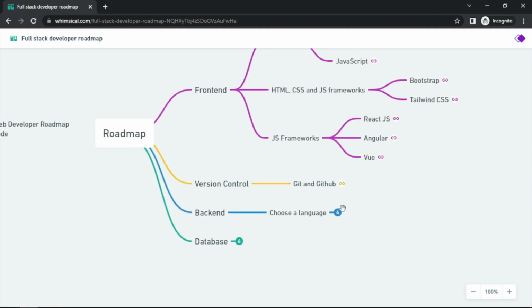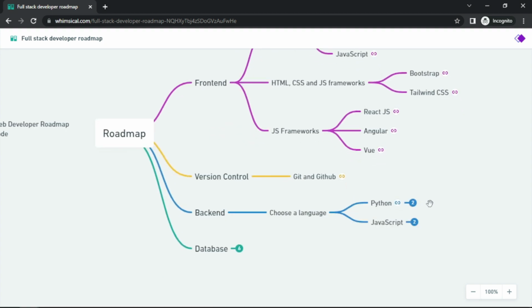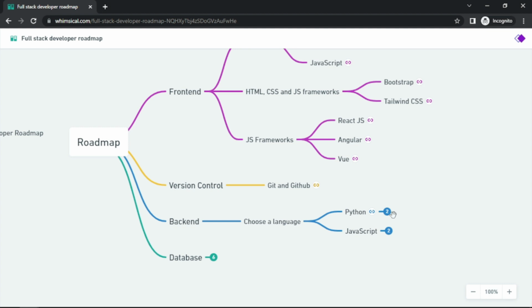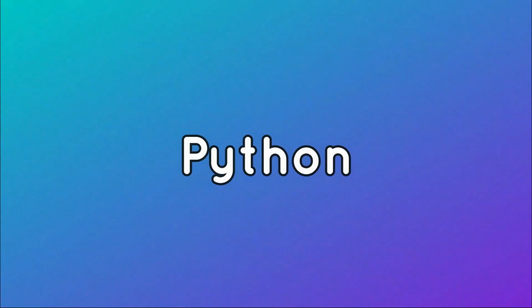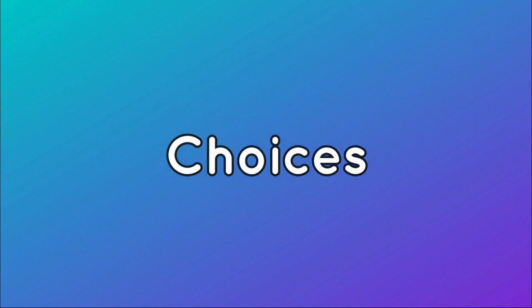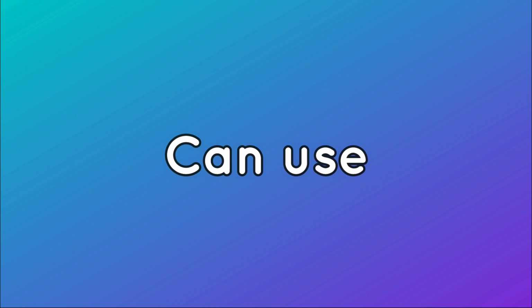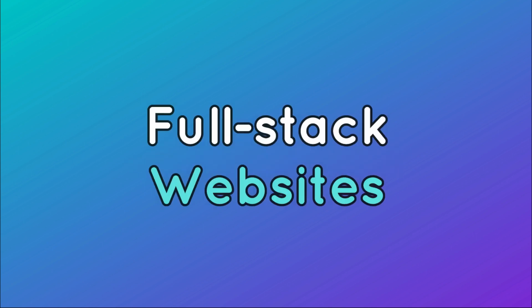Now let's talk about backend. For backend, you have to choose a language. You can choose Python or JavaScript. Now you can also choose Ruby or Go language, but Python and JavaScript are more popular choices. Now choosing JavaScript will be a good choice as you already know JavaScript from the front-end part and you can use JavaScript for building full-stack websites.